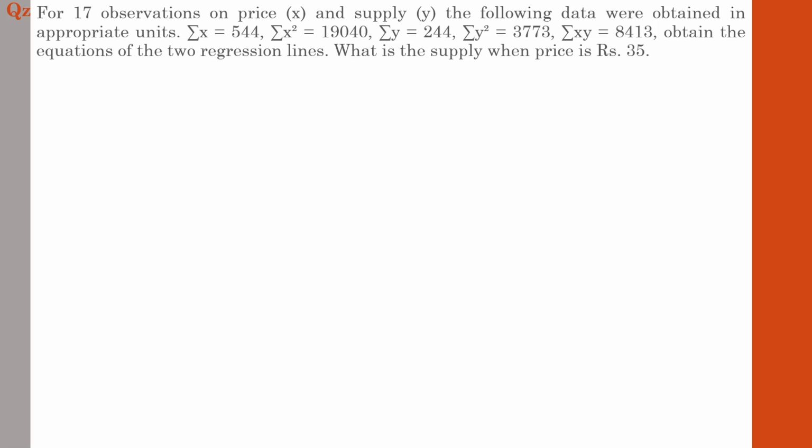Next case. For 17 observations on price, let it be x, and supply, let it be y, the following data were obtained in appropriate units. Sigma x is given, sigma x square is given, sigma y is given, sigma y square is given, and sigma xy is also given. Obtain the regression equations and also find the value of supply when the price is 35.